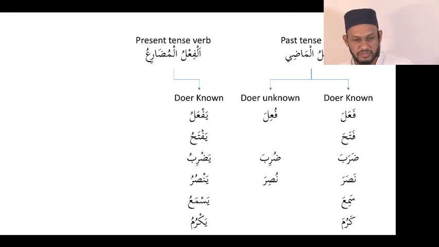So what I want us to do, inshallah, is to record and all say together the fa'ala, fataha, daraba, nasara, sami'a, karuma. Then we're going to say the mudari one, and then the majhool one. You must say it with me, and then I'm going to record it and send it to you for practice, inshallah. Okay, so bismillah, let's start.